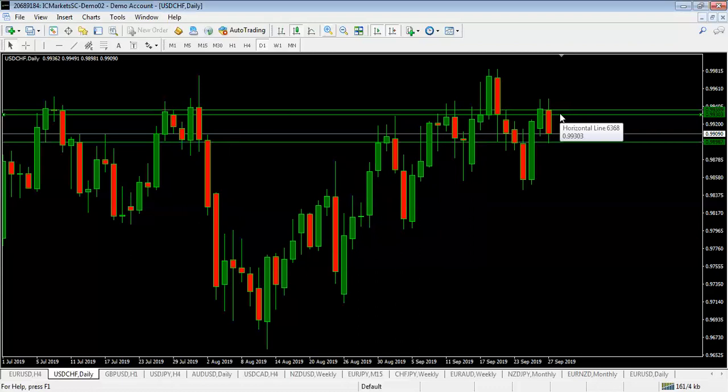So that is the pivot for this candlestick. The market is trading below the pivot of this candlestick, which is a bearish formation. So my bias for this pair is bearish. I would only buy this pair if the market trades above this resistance level. But right now the market is still bearish.